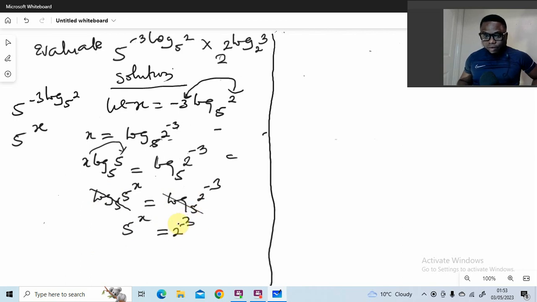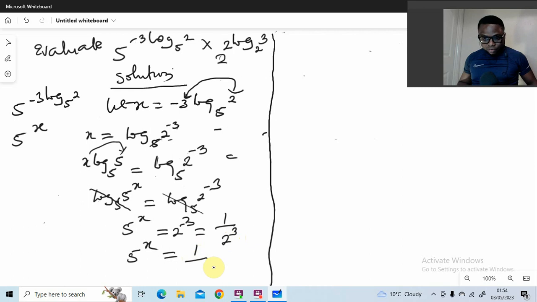And 2 exponent minus 3, in indices, is the same thing as, I'm going to remove this minus sign, 1 over 2 raised to the power of 3. Once you remove the minus sign, introduce 1 over the number. So 5 exponent x is equal to 1 over 2 exponent 3, which is the same as 1 over 2 times 2 times 2, that will give me 8. So meaning that 5 exponent x is the same thing as 1 over 8.